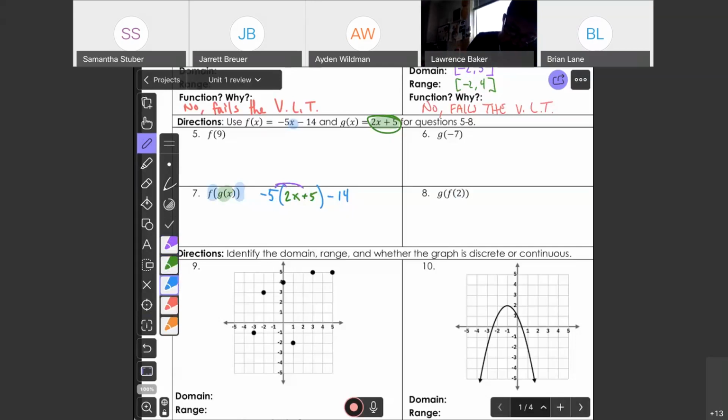How about this? All right, so -5 times 2x is -10x. -5 times 5 is -25. Then -14, like terms to combine. So -10x, and then that would give us -39. And so then make sure you put your answer back with the notation, please.